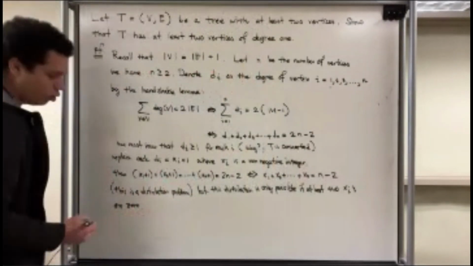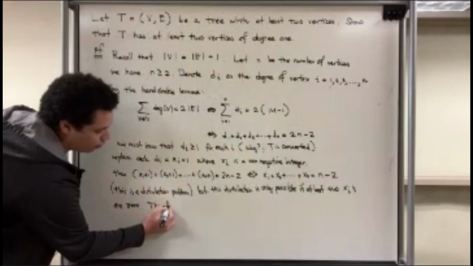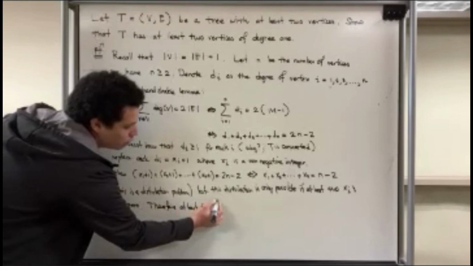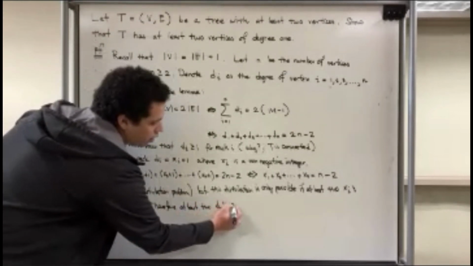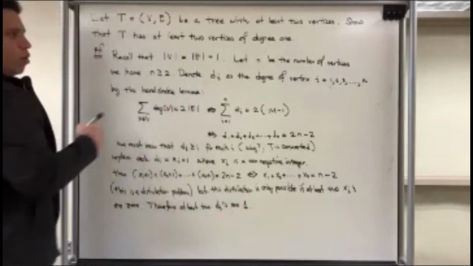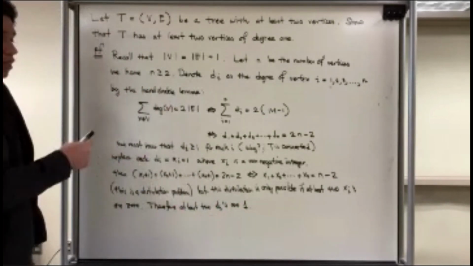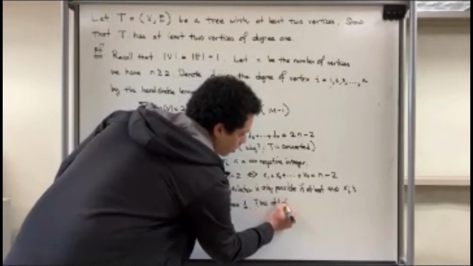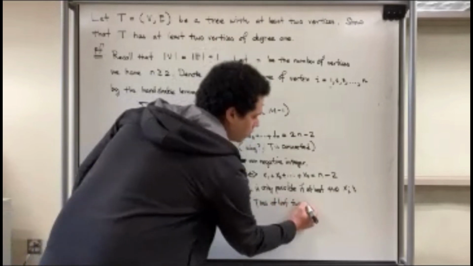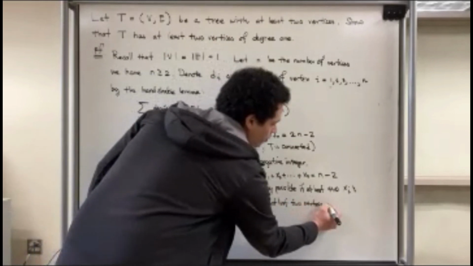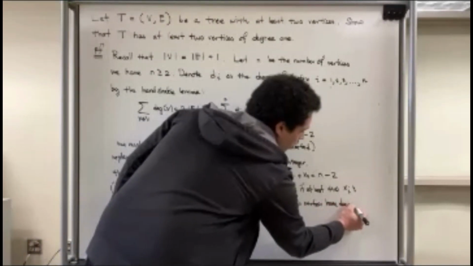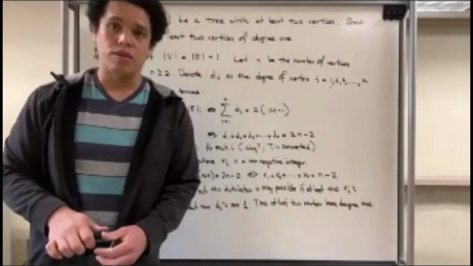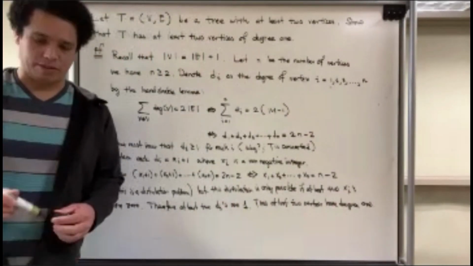So, conclusion. Therefore, at least 2 d_i's are 1. But what are the d_i's? The d_i's are the degrees of vertices. Thus, at least 2 vertices have degree 1. And well, this concludes our proof. Hope that you enjoyed. Take care.